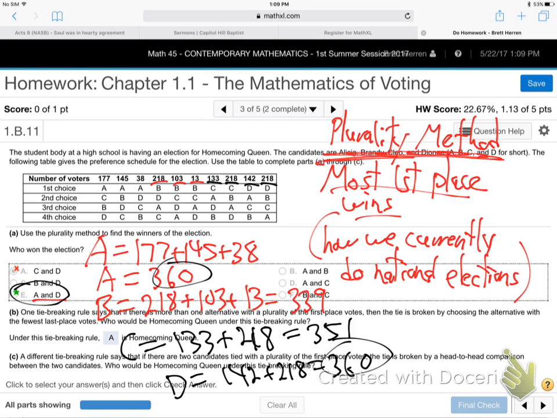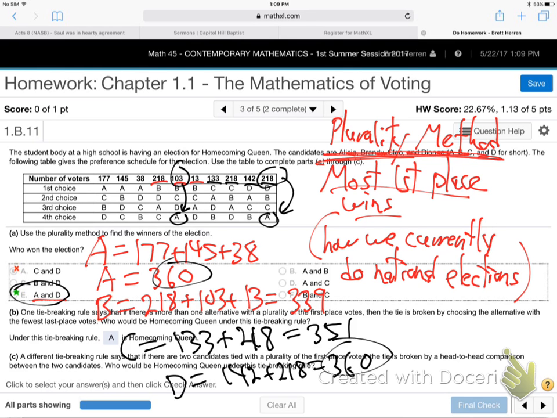Now, where do you see last place? I see A here and here. Now, careful, remember, that's not just one. That's 103 people. Put A last, and 218 people put A last. So add that up, whatever that is. How many put D last?